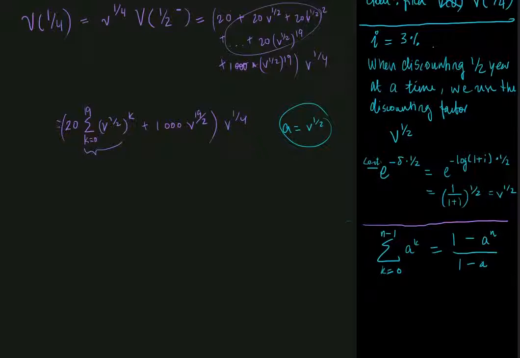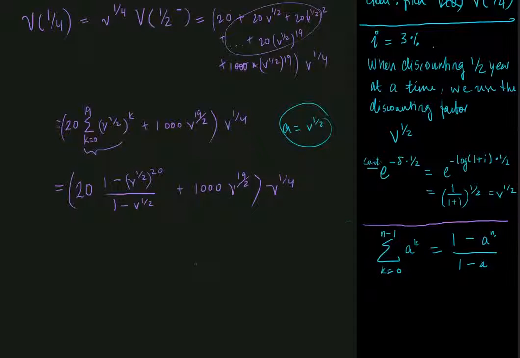And when I do that and use the formula, I can see that the above is equal to 20 multiplied by 1 minus v to the 1/2 to the 20th power divided by 1 minus v to the 1/2, plus 1,000 multiplied by v to the 19/2. Take all this and multiply by v to the quarter.